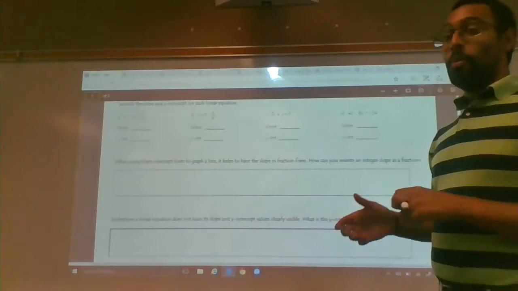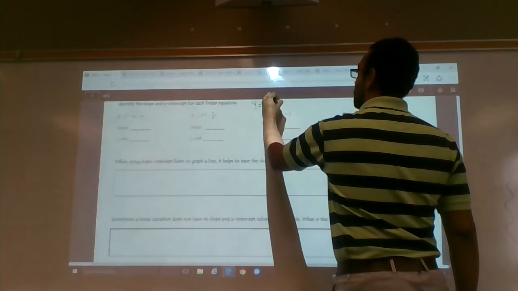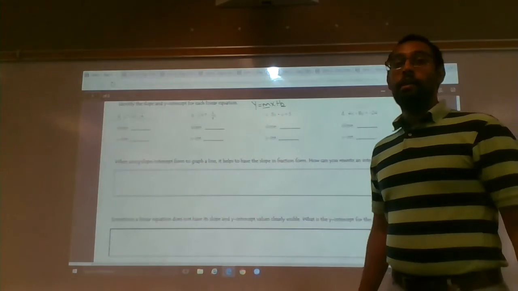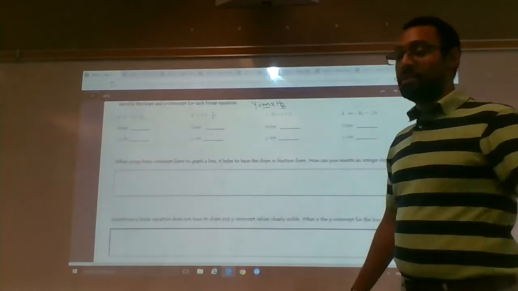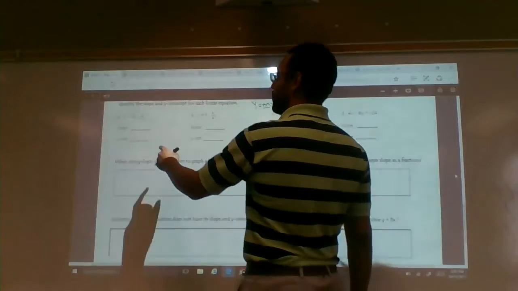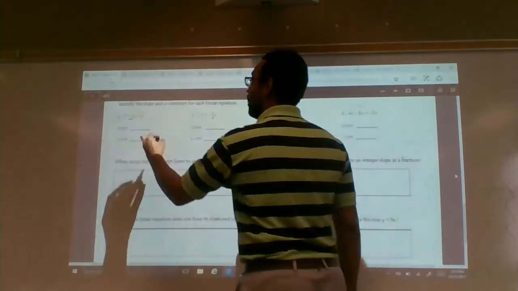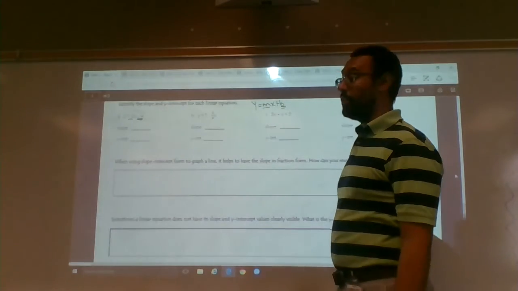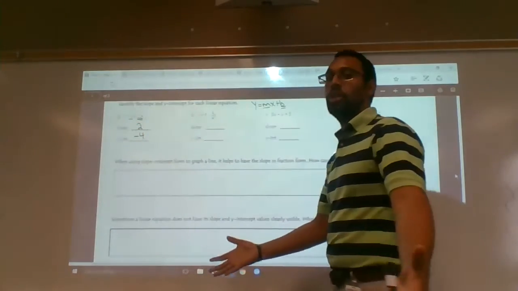Okay, slope-intercept form. Y equals mx plus b. M is the slope, b is the y-intercept. So let's look at examples. Okay, this first one, y equals 2x minus 4. 2 is your slope. -4 is your y-intercept. So if on a test it asks you to identify the slope and the y-intercept, all you do is write 2, -4, you're done.